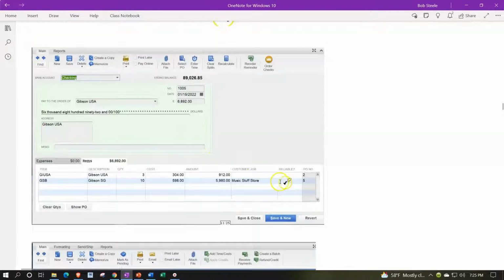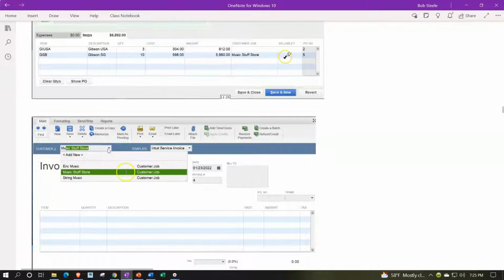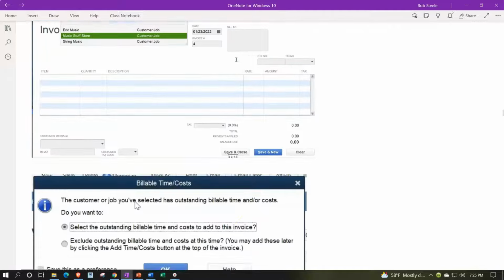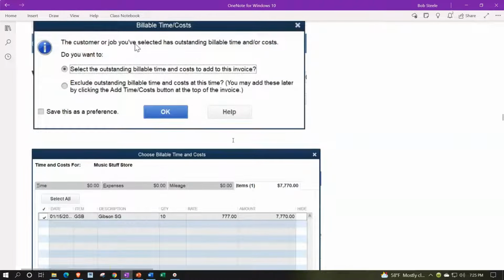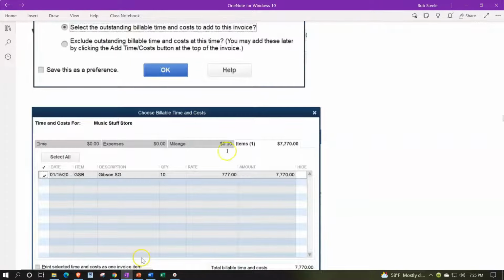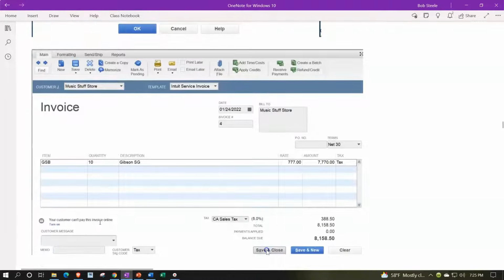You can see that this item over here is billable, so we can create another invoice based on it. Making the invoice for Music Stuff Store, the customer located on the bill, will give us that pop-up. It's saying, hey, we got this stuff connected to it. Do you want to add that? And we're like, yeah, okay. Items, we're going to click that one off. It's going to populate the invoice automatically. So we've got another invoice. This one's for 10 Gibson SG guitars at 700.